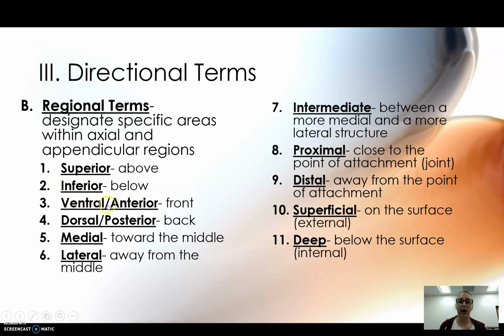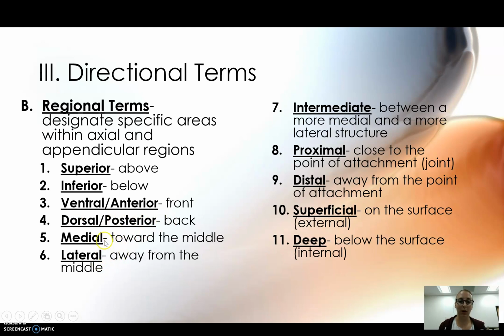Ventral and anterior for humans mean the same thing. It means the front. If you go into veterinary sciences, they will actually mean slightly different things, where ventral will mean of the belly and anterior will mean towards the head. Because animals are on all fours, they do have a slightly different meaning, but because we as humans have our belly and our head in the same plane, ventral and anterior will mean front, dorsal and posterior will mean back.